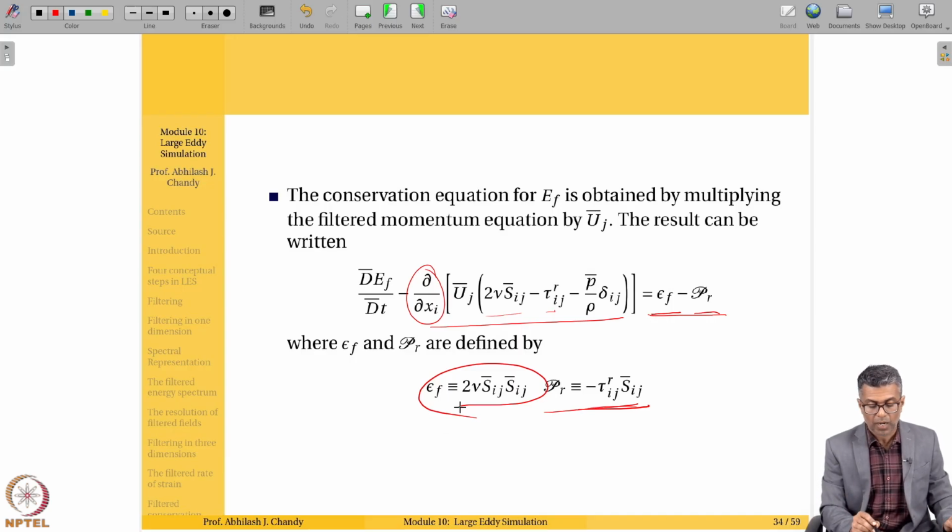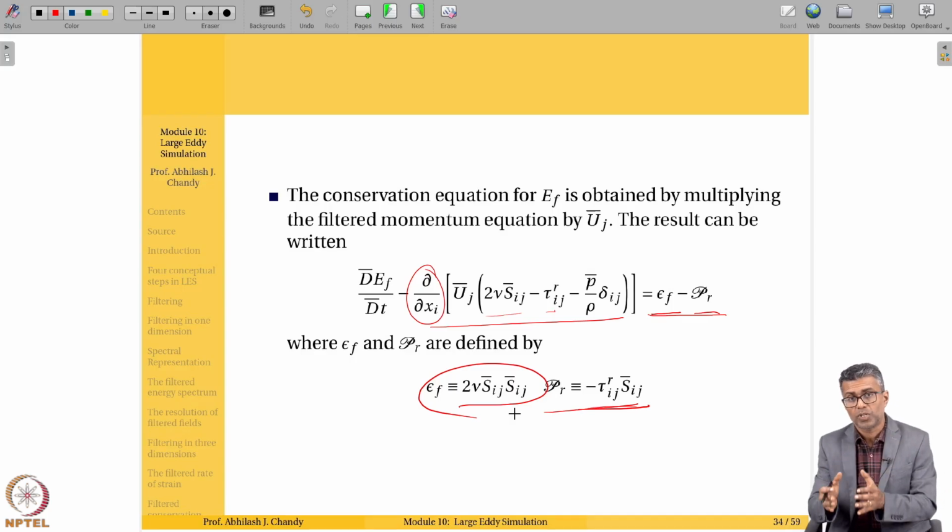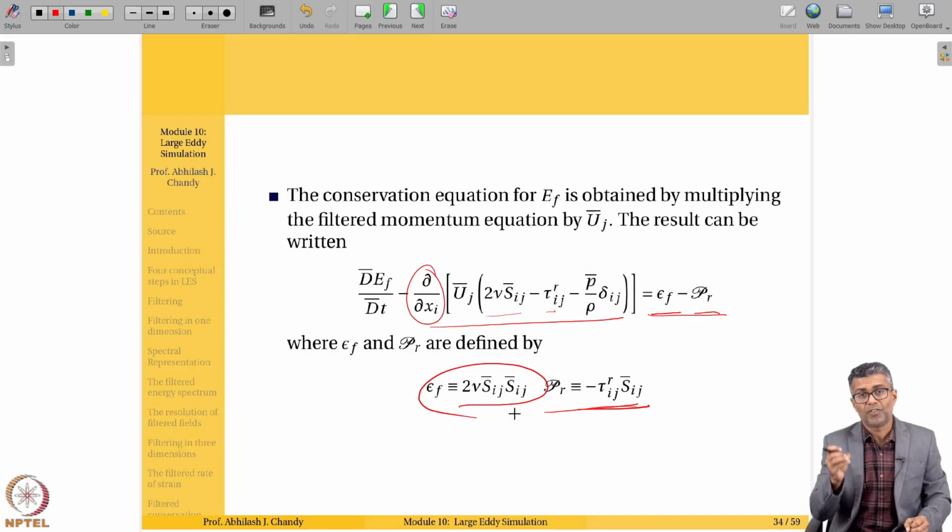Now the epsilon f, which is 2 nu Sij bar, looks like a dissipation, right? But think about this. We are choosing the filter width in the inertial subrange. In the inertial subrange, viscosity is not playing as much of a role. So dissipation is going to be negligible. We can safely say that epsilon f is going to be almost zero.